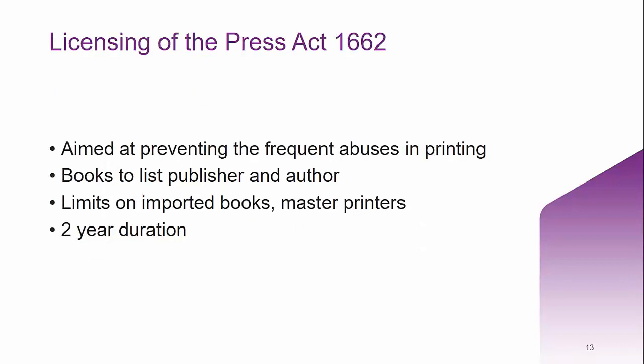So the Licensing of the Press Act 1662 built on this framework, entitled as an act for preventing the frequent abuses in printing unlicensed books and pamphlets, and for regulating of printing and printing presses. Now, the Stationers' Company had the responsibility to censor literary works. The Act had a 2-year duration clause and so had to be renewed by Parliament every 2 years, but censorship led to public protests, and in 1694, Parliament refused to renew the Act.